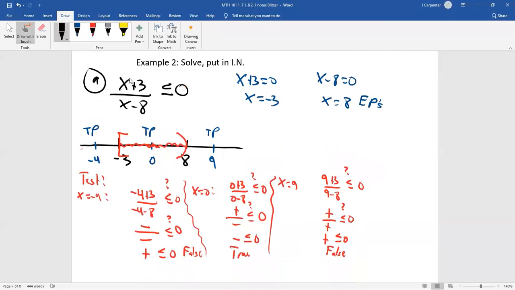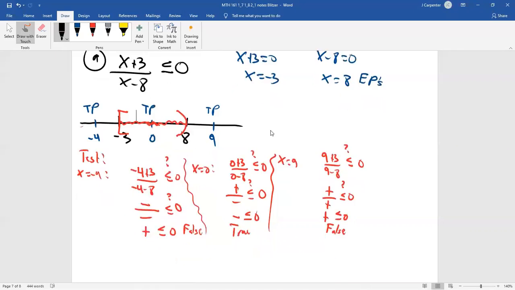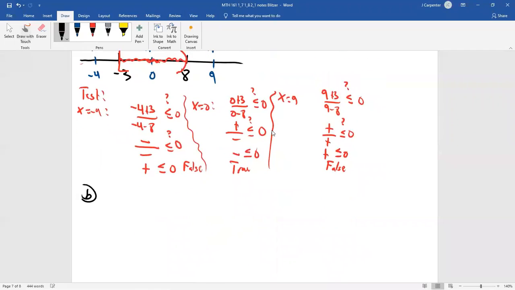So again, maybe you have to factor. Maybe there are multiple things in the top that you'll be setting equal to 0. This could have been x plus 3 times x plus 5. There could have been 3 different endpoints, which would give you 4 different regions and 4 different test points. Anything is possible. The world is our oyster.